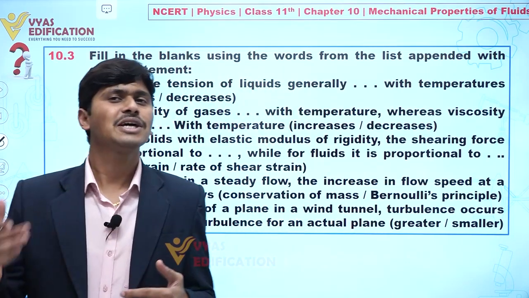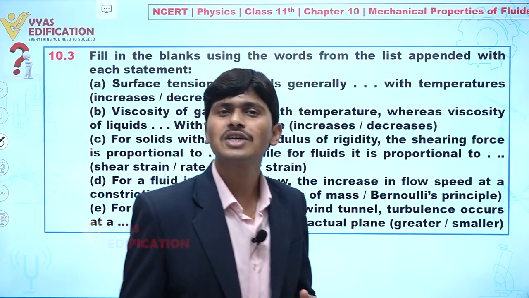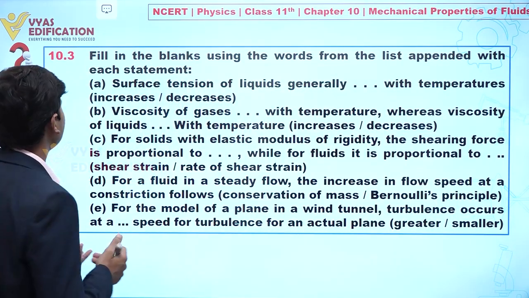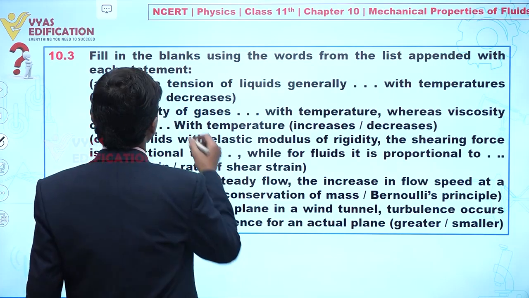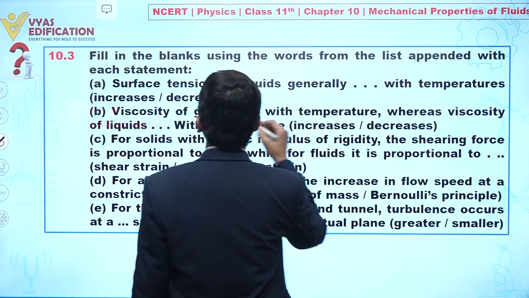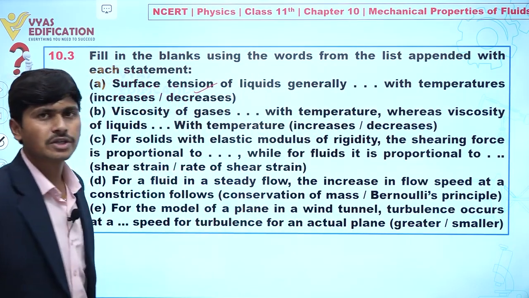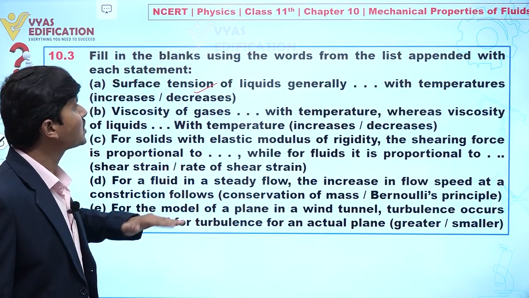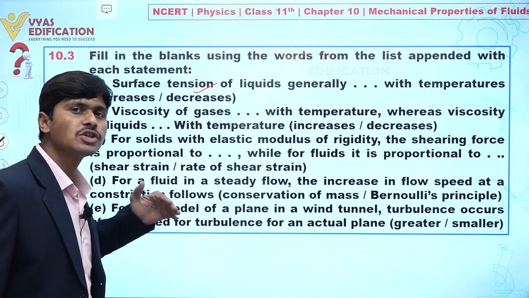If we increase temperature, definitely surface tension decreases. Clear? So the direct answer for this question: surface tension of liquid generally decreases with temperature. So as the temperature increases, surface tension of liquid decreases.